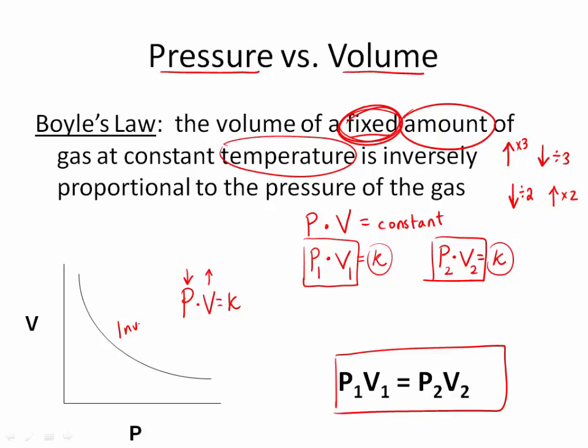This is an inverse function. We can see as the pressure goes up, the volume is going down, and we're getting a smaller number here, and vice versa. So this is what a pressure versus volume graph looks like. It's not a straight line, it's actually kind of a curve.